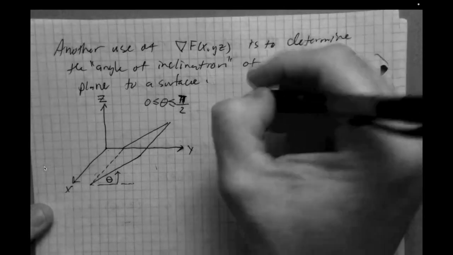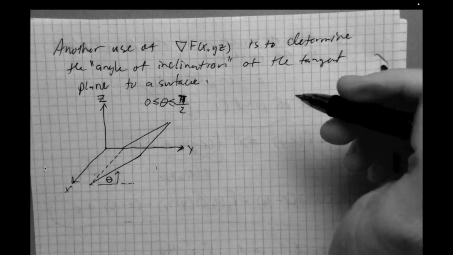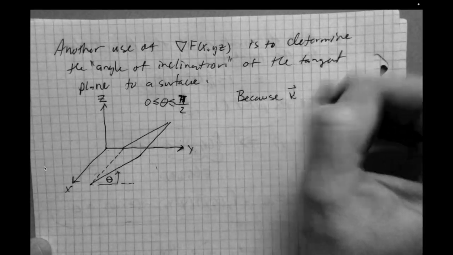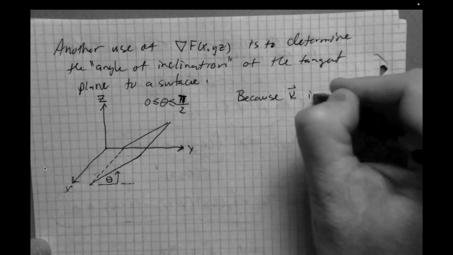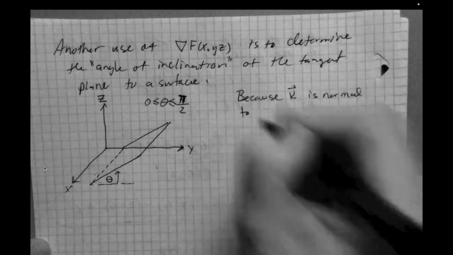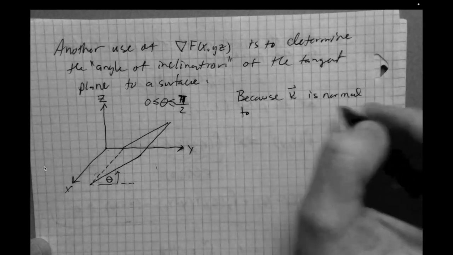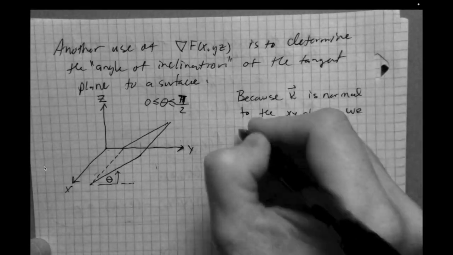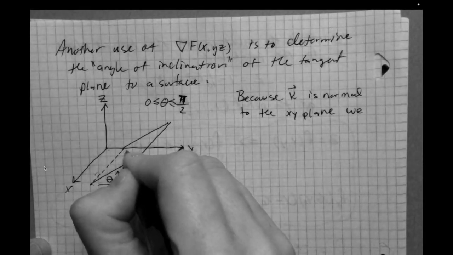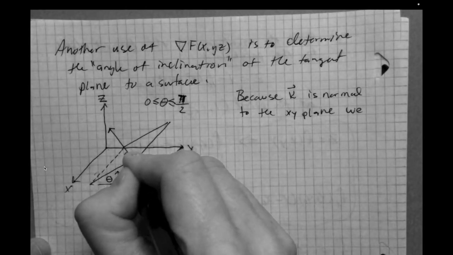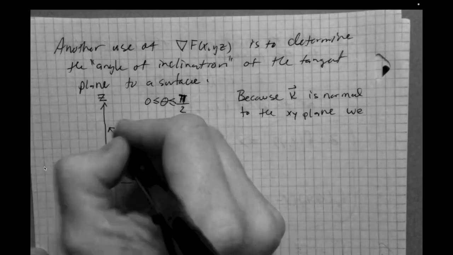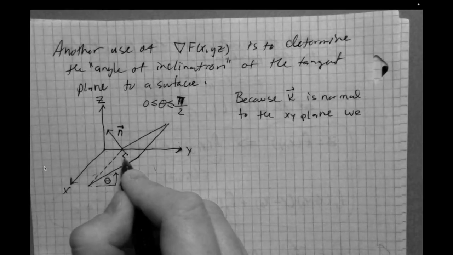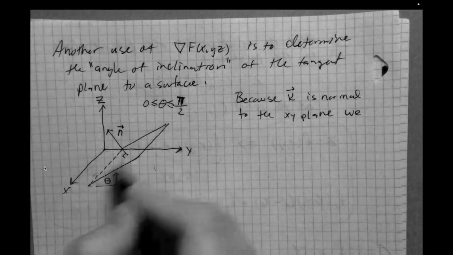Okay. And so what we have to recall here is the k vector, right? Because the k unit vector is going to be normal to the xy plane, right? So because of that, we're going to have some vector coming off of this tangent plane, which is what we'll denote by n. And it's a normal vector, right? This is a right angle with this surface, with this plane.